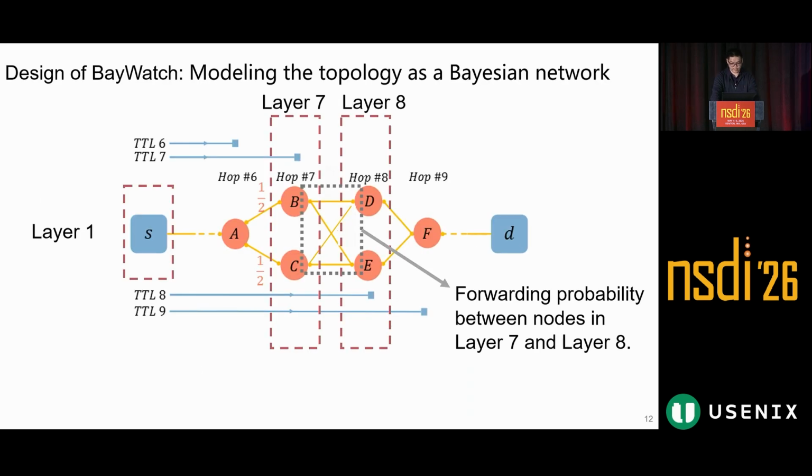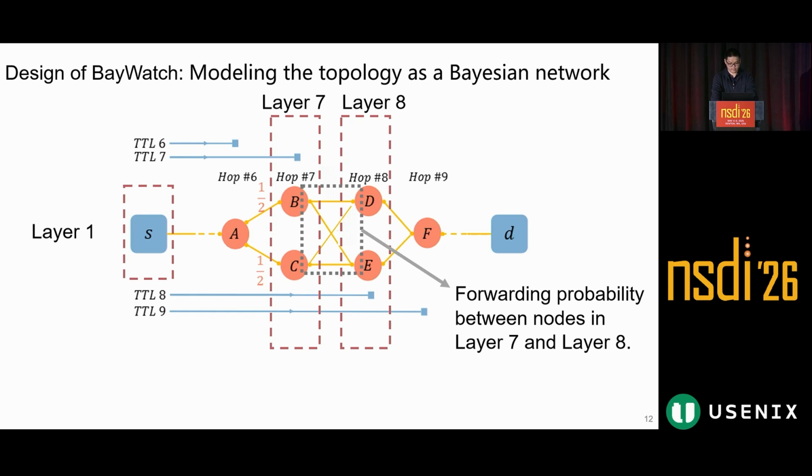Now let me explain how BayWatch turns topology into a Bayesian network. The key idea is to organize all nodes observed at the same TTL into one layer. So instead of thinking about the topology as one irregular graph, we represent it as a layer structure. Then edges are placed only between adjacent layers. Each edge carries a forwarding probability, which describes how likely a probe is forwarded from one node at the current hop to a node at the next hop. In this view, the load balancing response distribution is exactly the transition probability between adjacent layers.